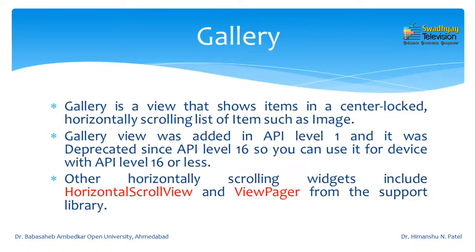Gallery view is a view that shows items in a center locked, horizontally scrolling list, such as images. In gallery view, we can have different number of items, which may be images for example, and it is scrollable. That means, if the items do not fit in your device, then you can scroll to view other images also. So, it is a horizontally scrolling list of items and it is center locked.